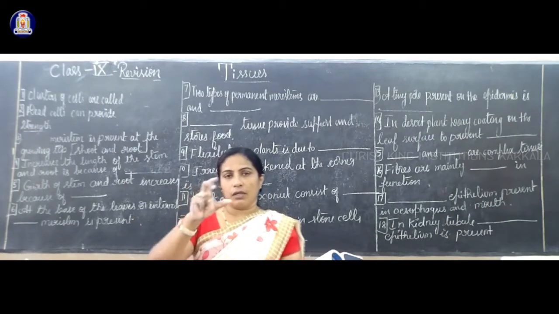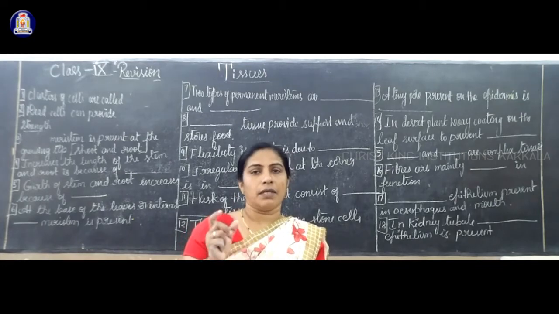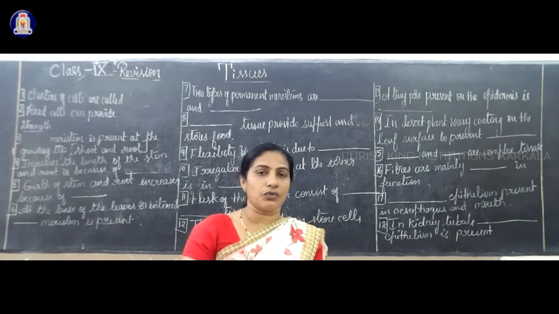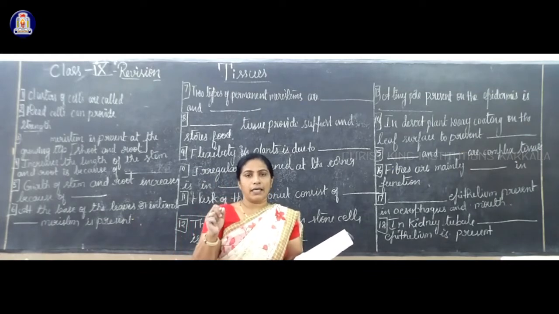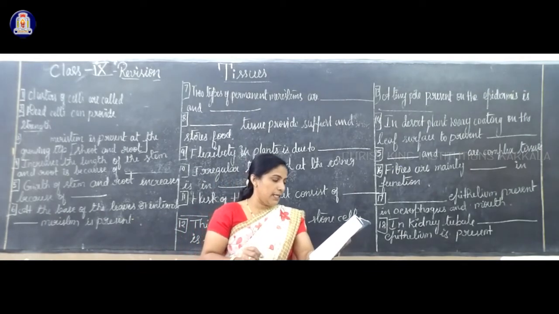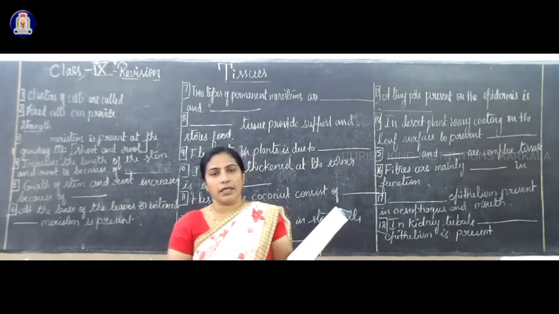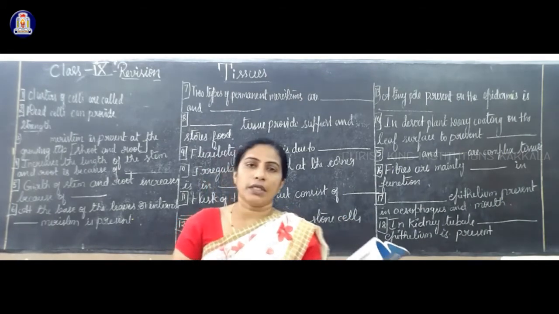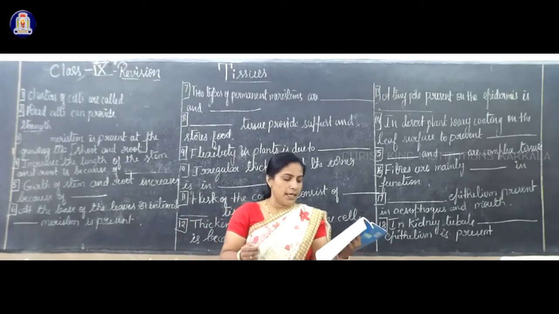You have to identify the stomatal pore and the bean-shaped structure. Identify which covers the surface of the stomata, that is called the guard cell. What is the function of the guard cell? Opening and closing of the stomata is the function of the guard cell. Next one, protective tissue. Write a note on protective tissue. In plants it is epidermal, in animals it is epithelial.